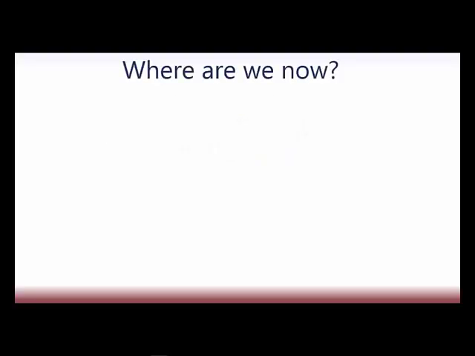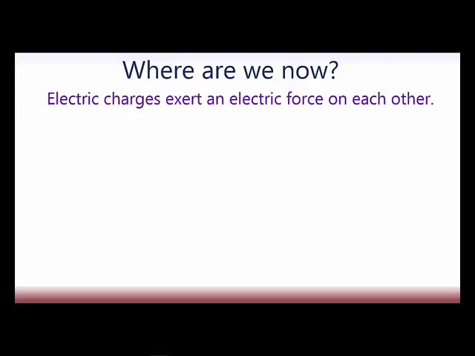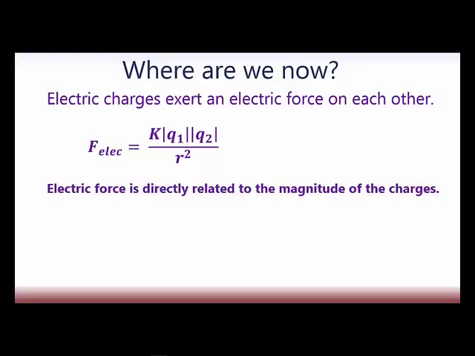Well, first we know that electric charges exert an electric force on each other given by this equation, in which K is the constant you see here. And there are two charges. We put them in absolute value because we only care about their magnitude, not about their sign. And the distance between them squared is on the bottom of the equation. We also know that the electric force is directly related to the magnitude of the charges.